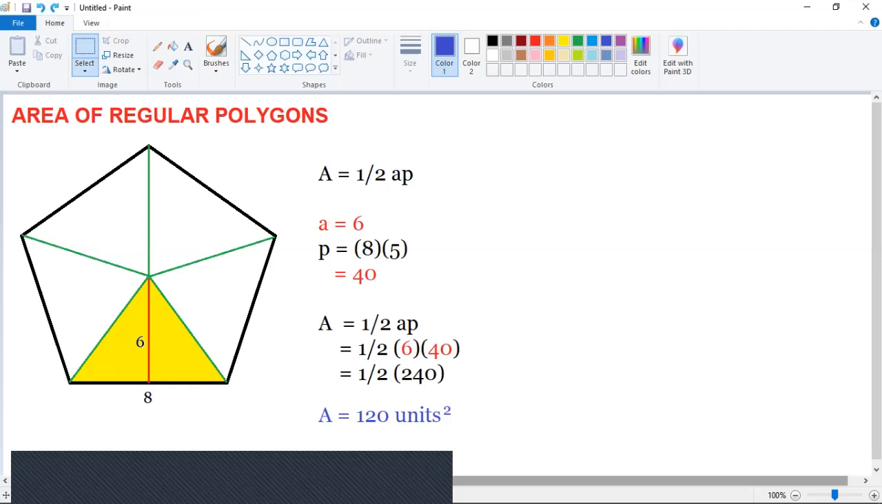There is no unit given here, so we just write units squared for the unit of the area of the regular pentagon.